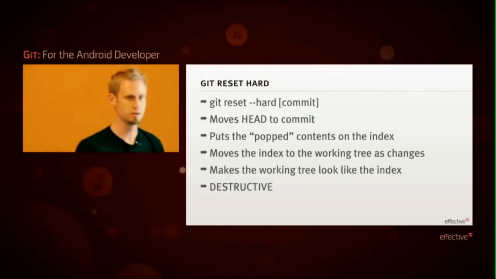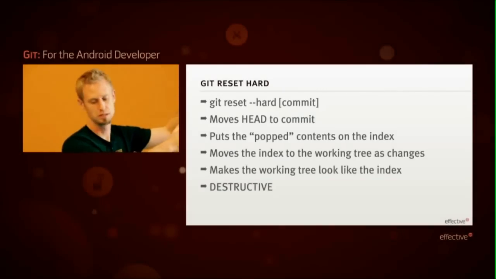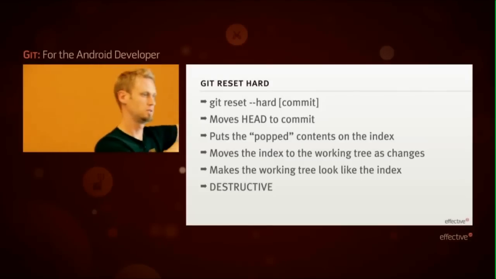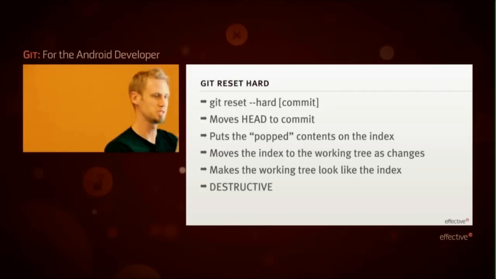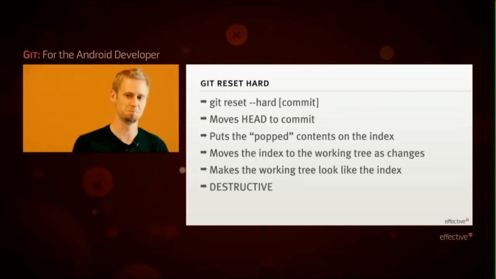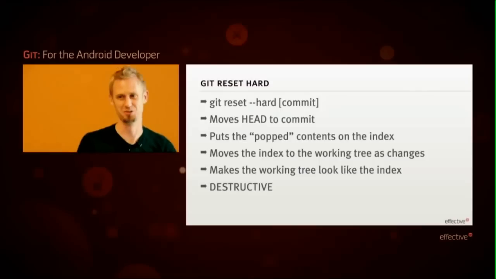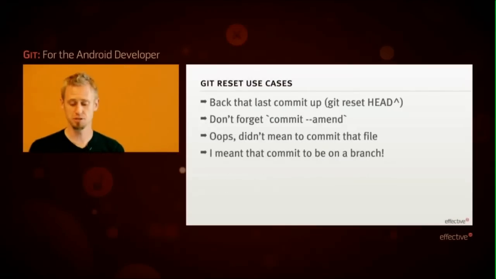Git reset hard builds on what mixed does. It moves HEAD to a commit, takes all the changes, puts them on the index, takes all the index changes, puts them on the working tree, and then makes the working tree look like the index, which effectively blows away all those changes. So git reset hard is destructive. Measure twice, cut once with reset hard. Know what you're doing before you do reset hard. But there are still use cases for all of these things.